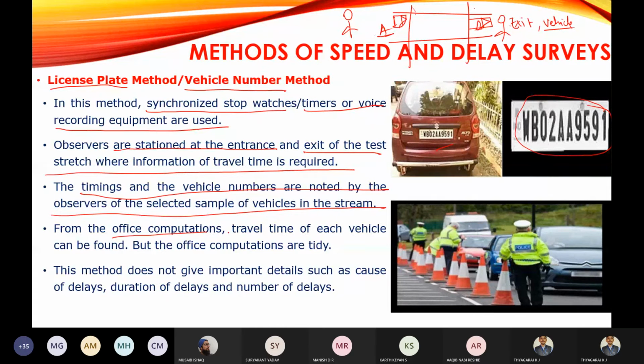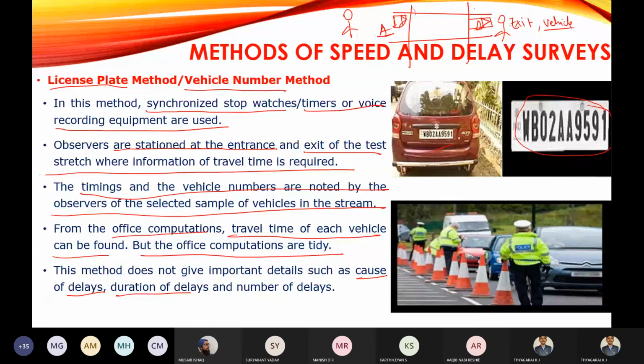From the office computation, the travel time of each vehicle can be found, but the office computations are very complex and lengthy in nature. Analyzing the license plate method data does not give any cause for delay or duration of delay. Simply noting down the arrival time, departure time, and vehicle number, we will not get to know the cause or type of delay. So this is about the license plate method.